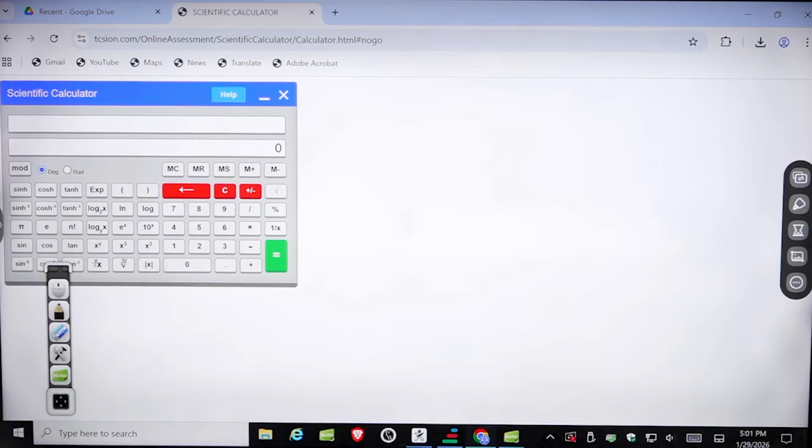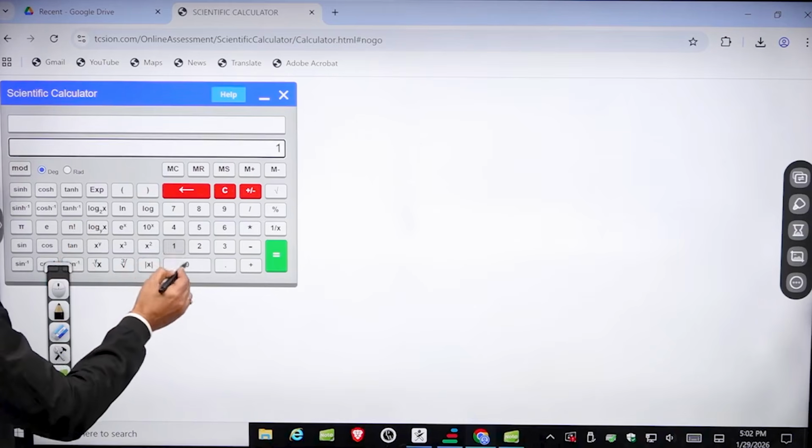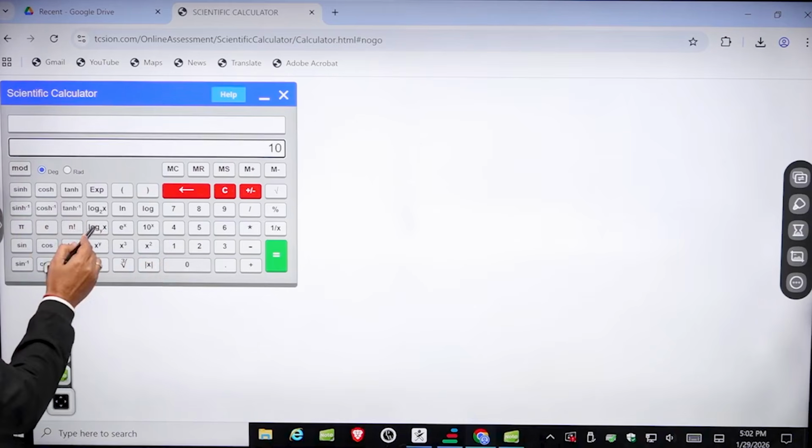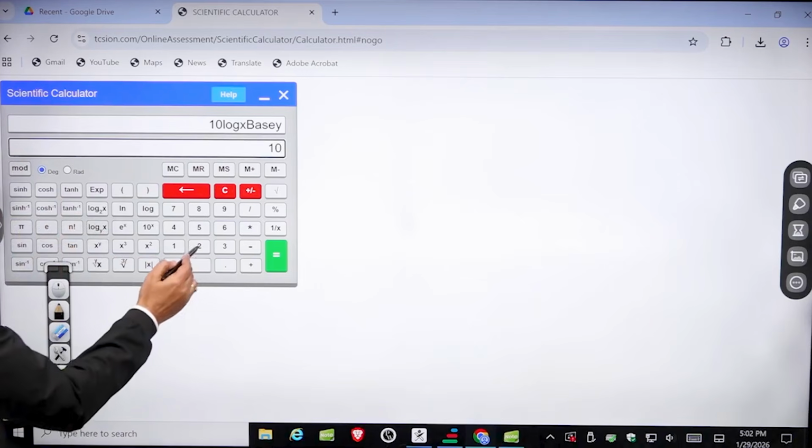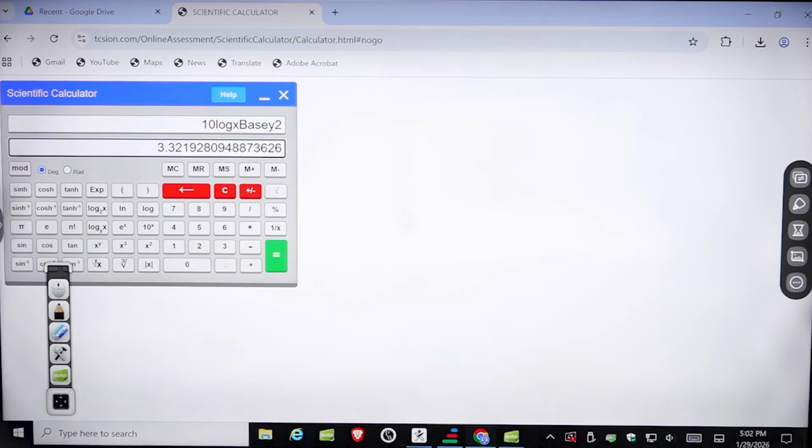Log y x. Suppose I want to find out the log of 10 to the base 2. So first press 10. 10 is nothing but the x. Now, what is the y? Y is my 2. It's 3.32.